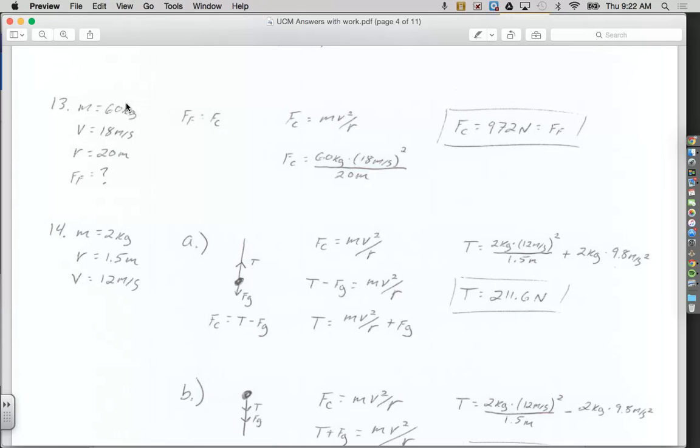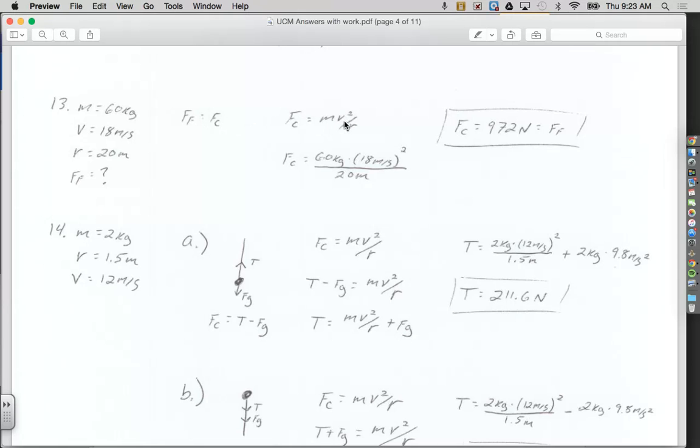So the mass of the skater was 60 kilograms, the speed of the skater was 18 meters per second, and the radius of the turn was 20 meters. We know that friction is our centripetal force because that's what's allowing the skater to go around in circles, and friction is what we're looking for. So any equation we have that talks about centripetal force is really talking about friction. So if we solve for centripetal force, we've solved for friction.